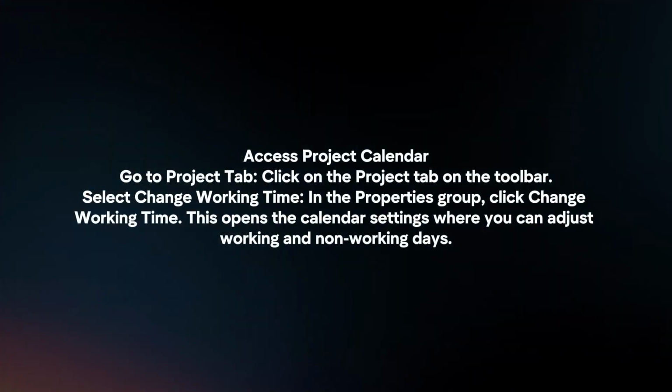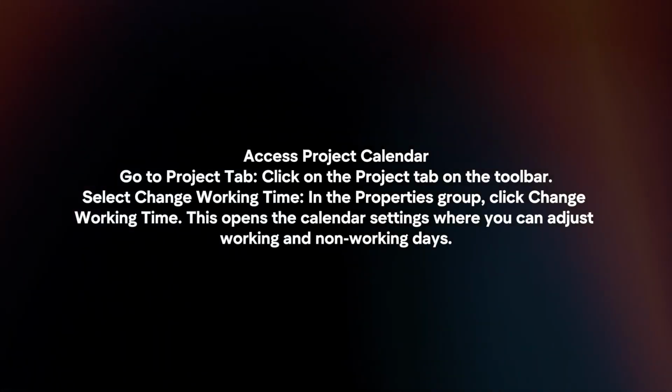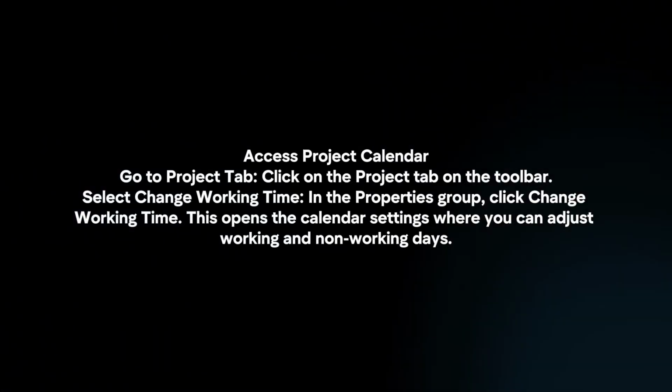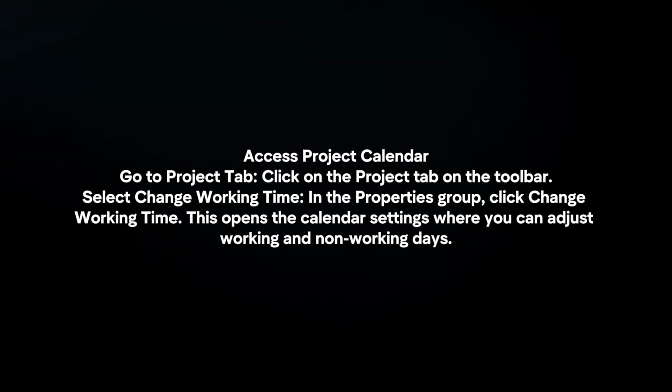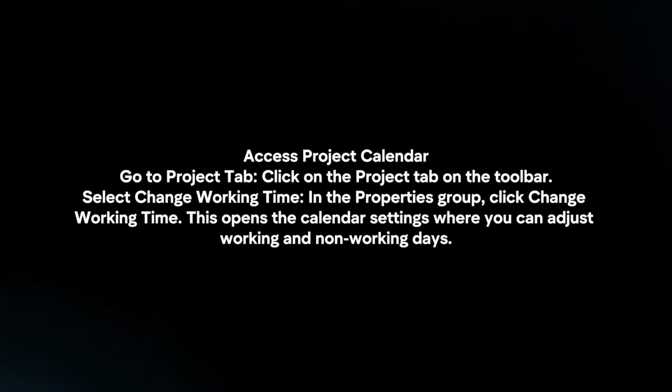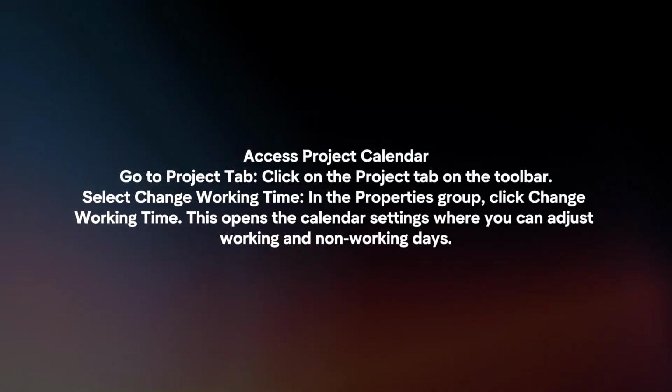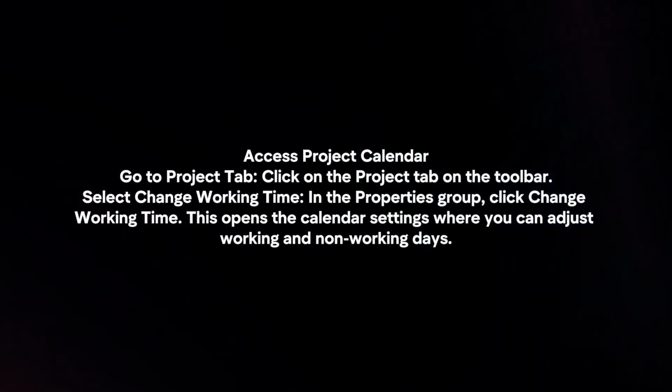Access Project Calendar. Go to the Project tab. Click on the Project tab on the toolbar. Select Change Working Time. In the Properties group, click Change Working Time. This opens the calendar settings where you can adjust working and non-working days.